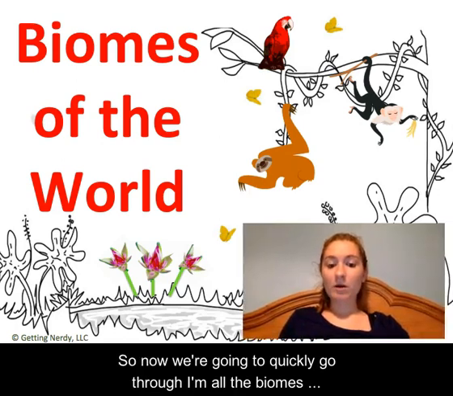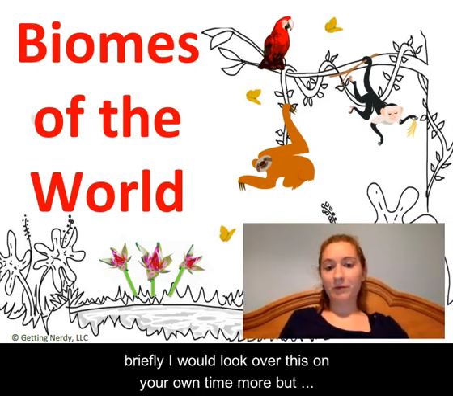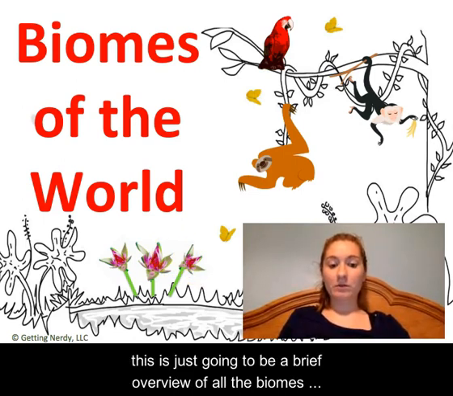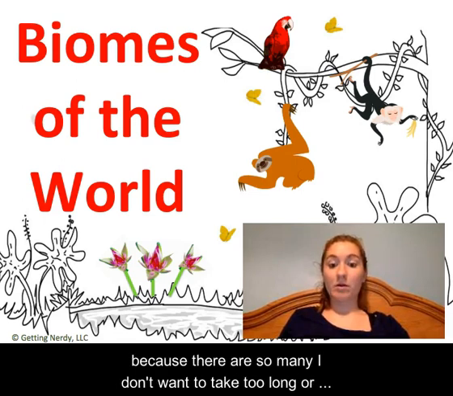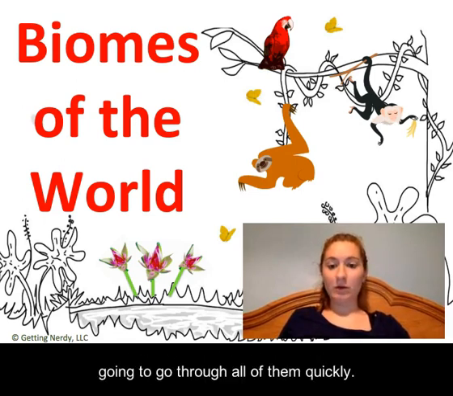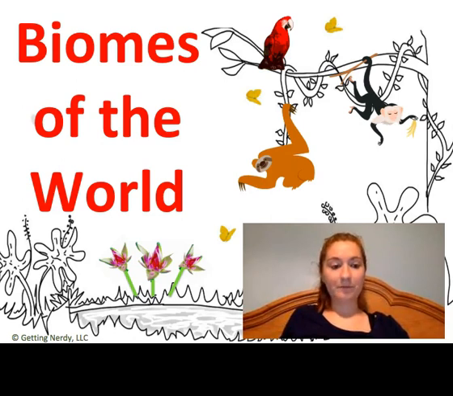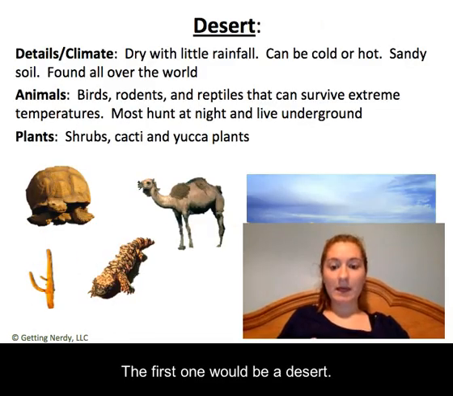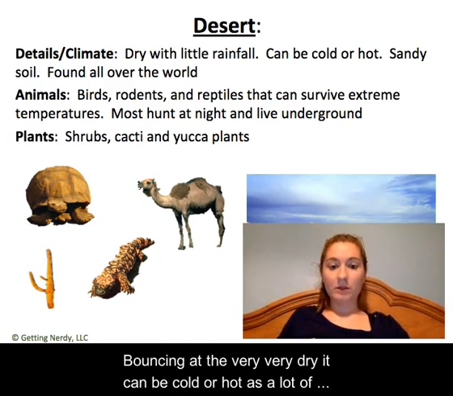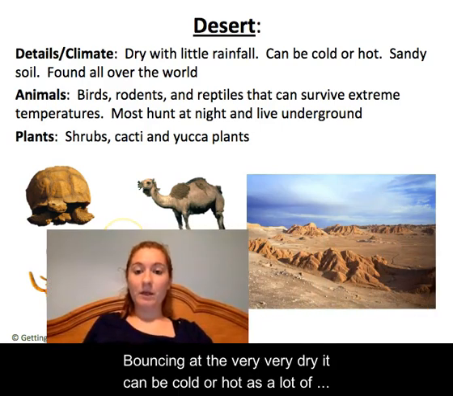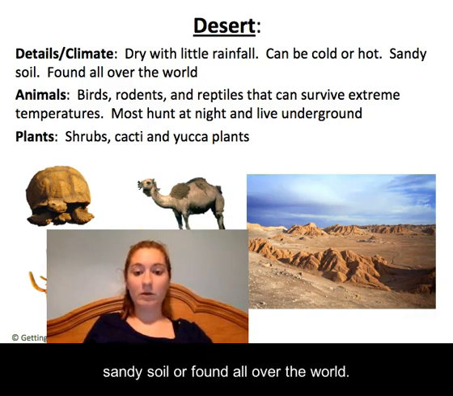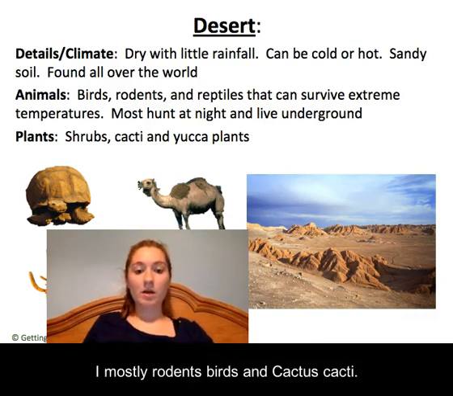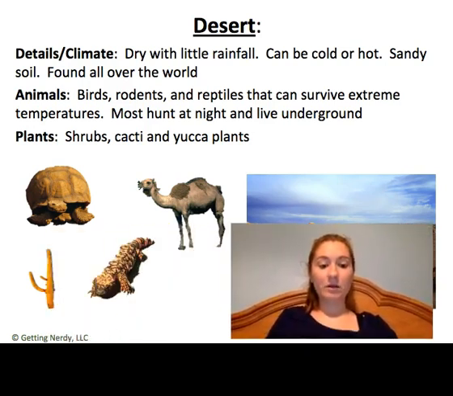Now we're going to quickly go through all the biomes briefly. I would look over this on your own time more, but this is just a brief overview of all the biomes because there are so many. I don't want to take too long, but we're going to go through all of them quickly. The first one would be a desert. That's very, very dry. It can be cold or hot. It has a lot of sandy soil. They're found all over the world. Mostly rodents, birds, and cacti are there. Your ninth keyword is and.